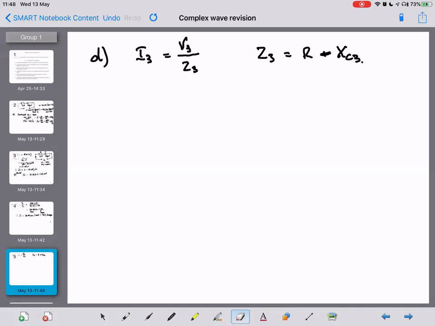So have a go at finishing that off now, because it's not that different to the last one. Just got to bring it all together at the end. All right, I'll pause the recording for a bit, have a go at doing part D, and then we'll come back to it.